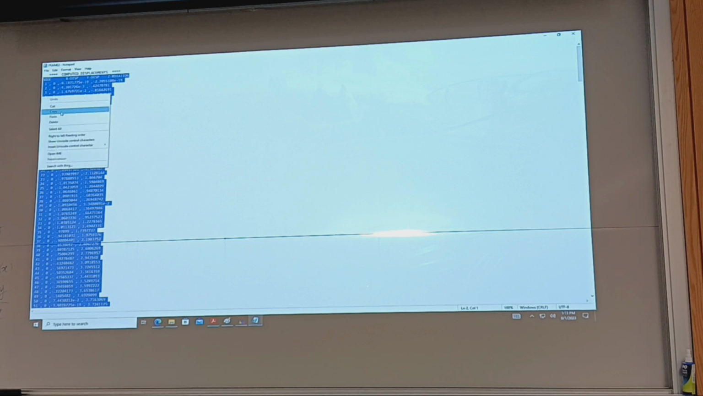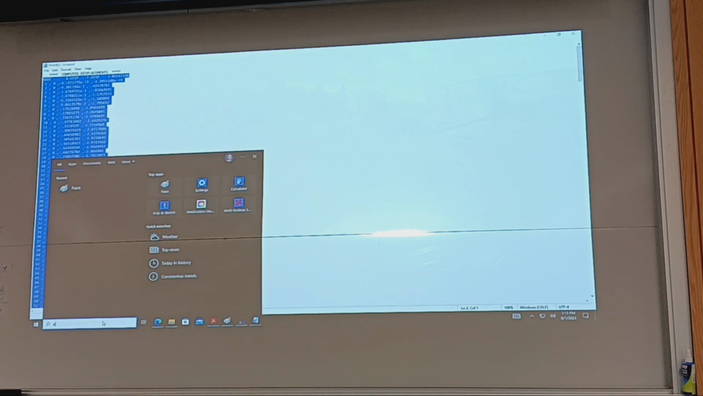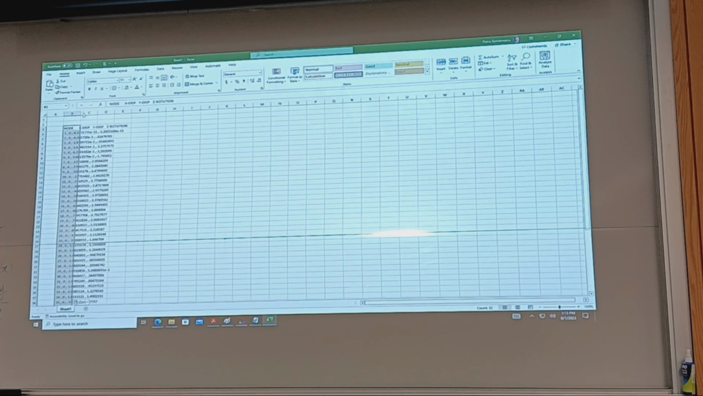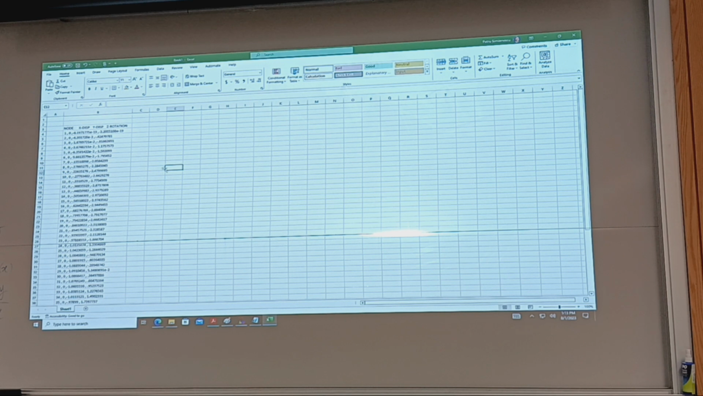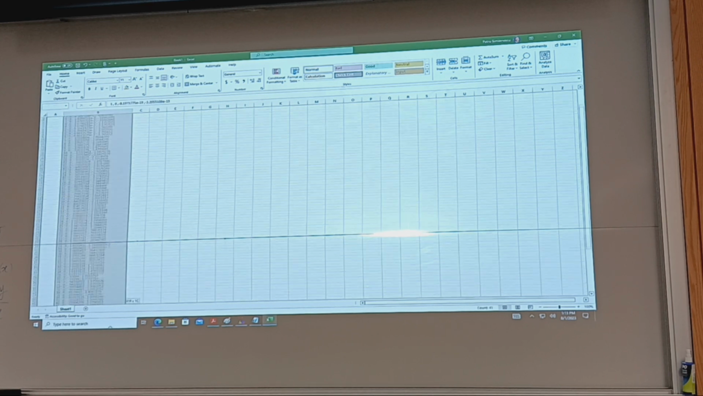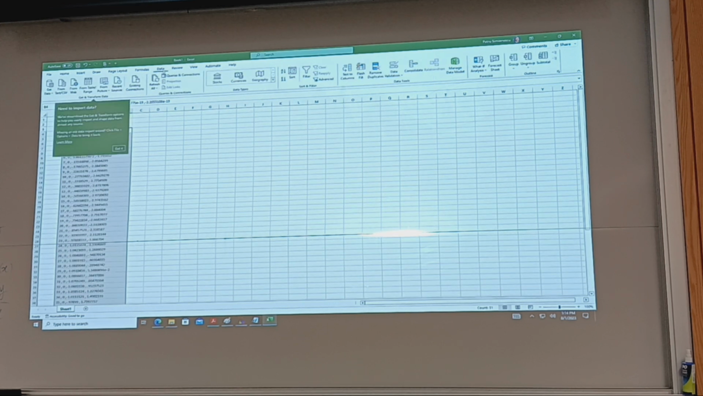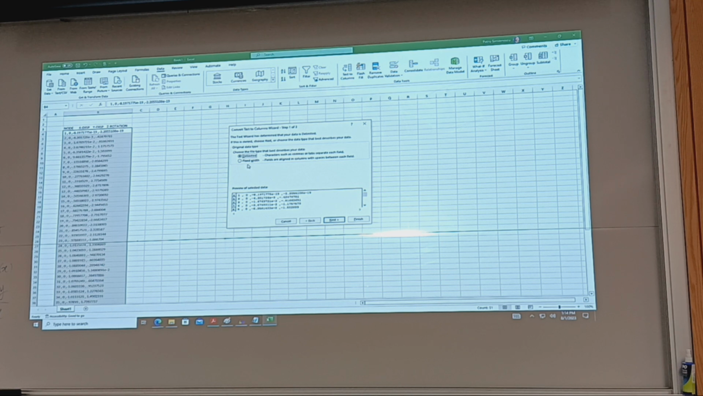So copy. And we go to Excel. You'll probably go to Excel, blank workbook, and paste. Let's see what we have here: node, X, Y, and rotation. So let's go and say, I'm not sure if you've done this before. Data, does it say text to columns? Yes. And delimited by comma.